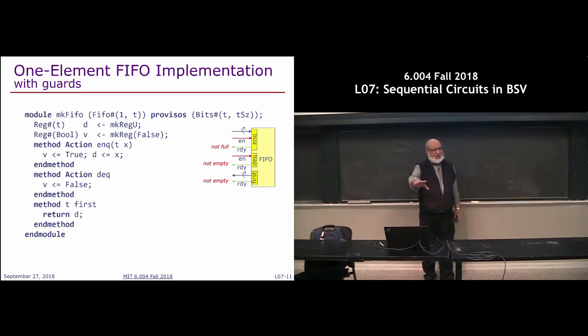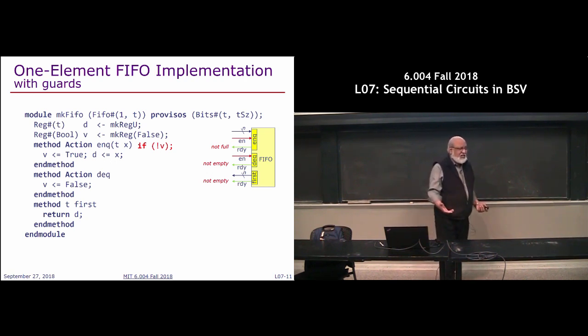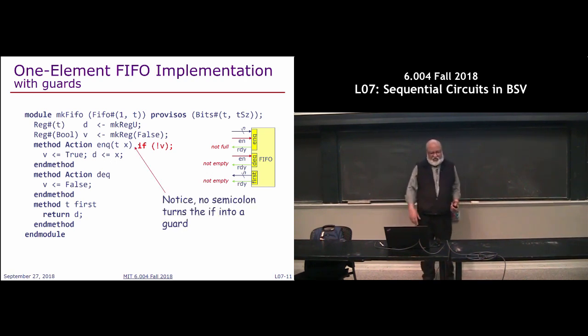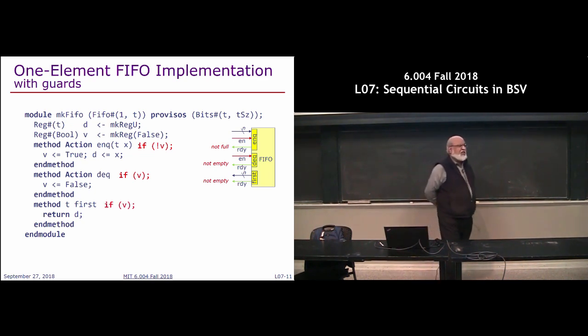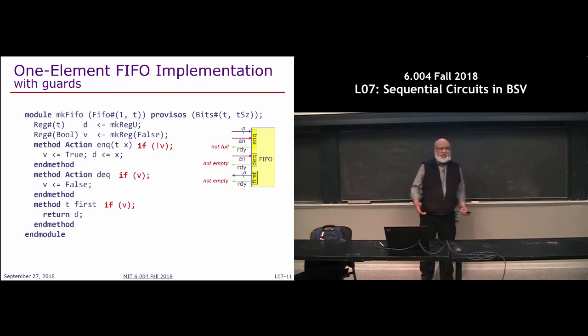This is without the guards. And now, this is the guard. Does this guard make sense? When should you do this NQ? When V is not full, right? And similarly, there is no semicolon over there. And when can you do a DQ? When it has something in it, right? So that's the guard for it. When can you do a first? When it has something in it.